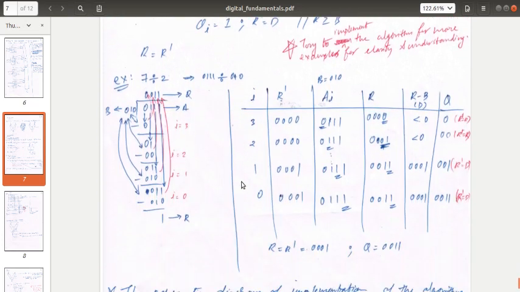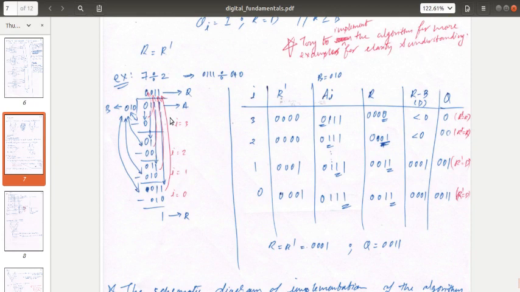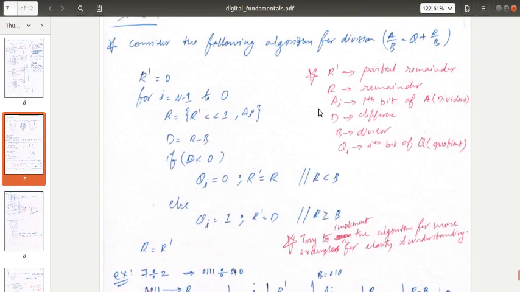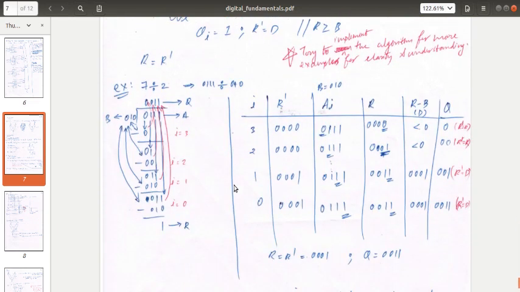So let's see with an example. We'll see the example in two ways: this long division method, this tabular method, and we will compare it with the algorithm as we move forward. Okay, here 4 bits: 7 divided by 2, so 0 1 1 1 divided by 0 1 0. Why is there a 0 in the front? Because this is a 2's complement notation, and unless there is a 0 in the front, this will be a negative number and the value will be changed. So there should be a 0 to denote it as a positive number. So 0 1 1 1 divided by 0 1 0.